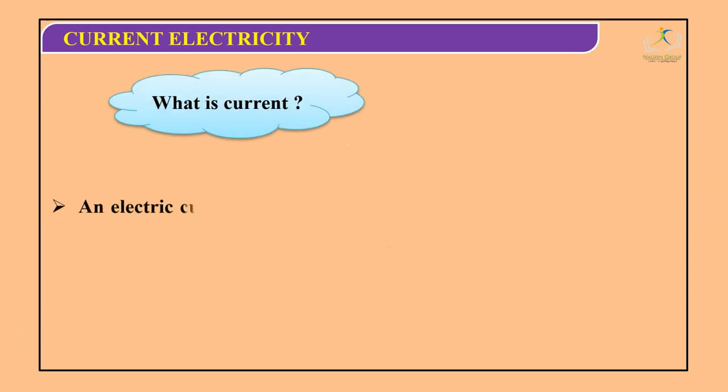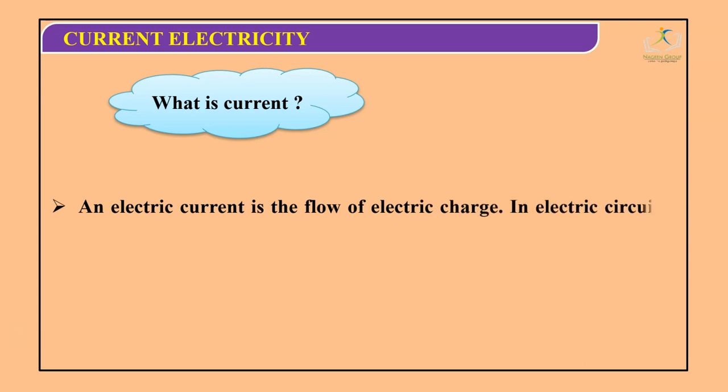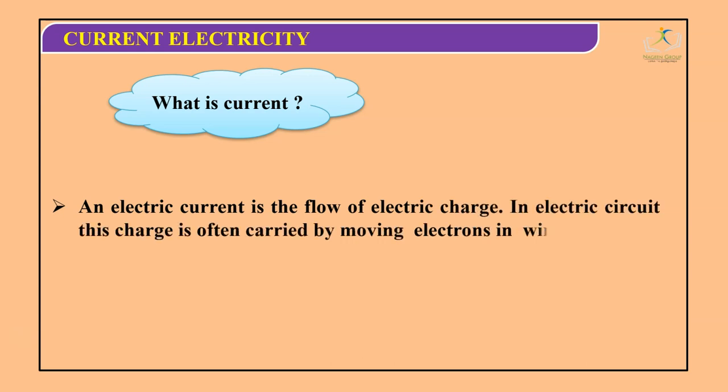So what is a current? An electric current is the flow of charge in an electric circuit. This charge is often carried by moving electrons in a wire.